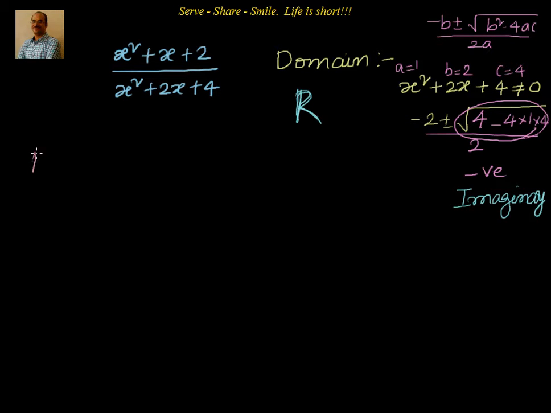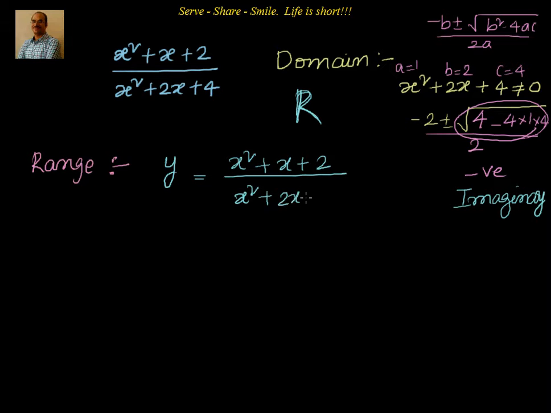We'll try to find out what is the range of this. To find the range, we can do a couple of approaches. One approach is to equate y = (x² + x + 2)/(x² + 2x + 4), then try to find the x value in terms of y, and then switch x and y so that we go to the domain of the inverse function, and try to find out from the domain what values can be given to that particular function so that the function is definable. That's one way which we have seen in last examples.